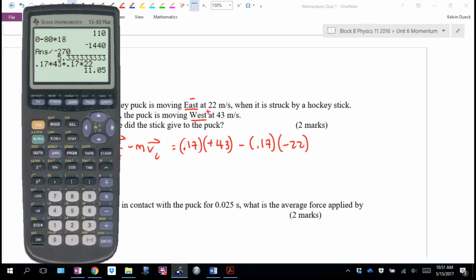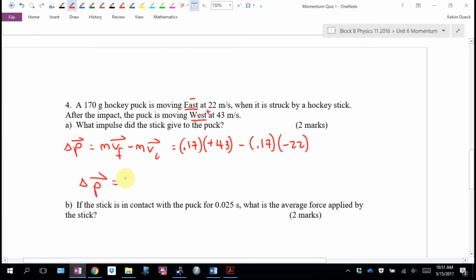you get 11.05? Kilogram meters per second, west. Now, I didn't specifically say in this question, give the direction, so I guess I can't take off a half mark if you didn't say a direction. I should have said in brackets, next to the word impulse, magnitude and direction, and I did not. But you should make sure that your 11.05 has the same positive or negative as whatever you let west be.